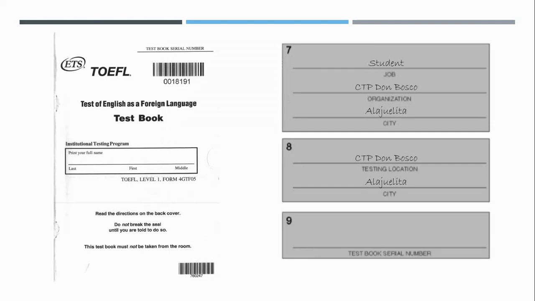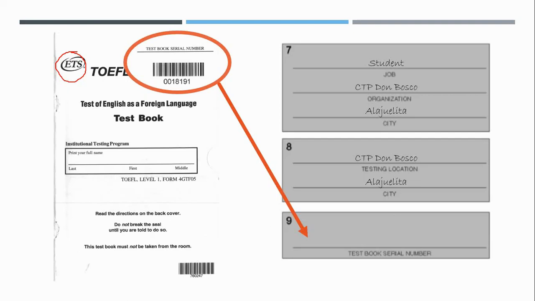Okay, there is something that you have to know about this. I'm showing this picture, which is a cover page for the booklet of a TOEFL test. This is not TOEIC, but it's almost the same thing since both tests, TOEFL and TOEIC, belong to ETS. Okay? Here, you may see the test book serial number near the barcode. So that number that is there, 0018191, is the one that you have to include there. So the serial number is something that you find on the cover page of the TOEIC booklet.